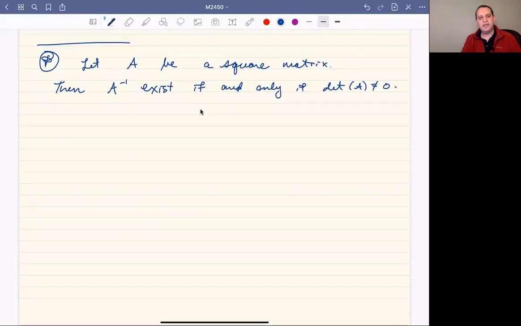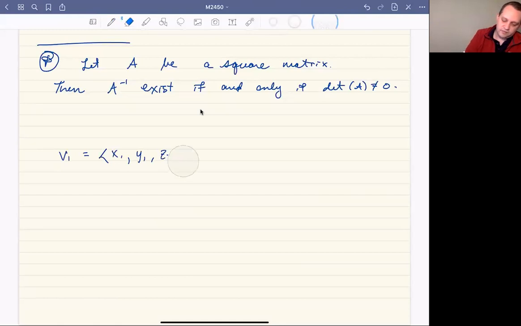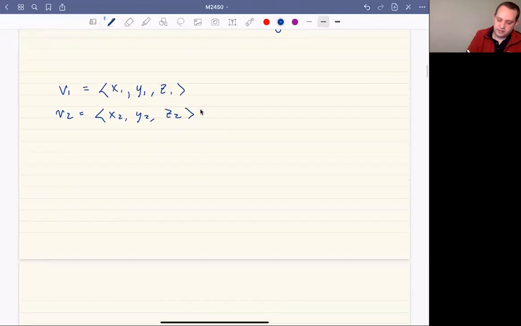The last thing I want to mention, and this is for all of you who have taken Calc 3, you've used determinants in Calc 3 whether you know it or not. So in Calc 3, you often take what's called a cross product of two vectors. Let's say we have v1, which is the vector x1, y1, z1, and v2, which is the vector x2, y2, z2. And then you can compute what's called the cross product. That's a way that you can get a third vector out of these two.